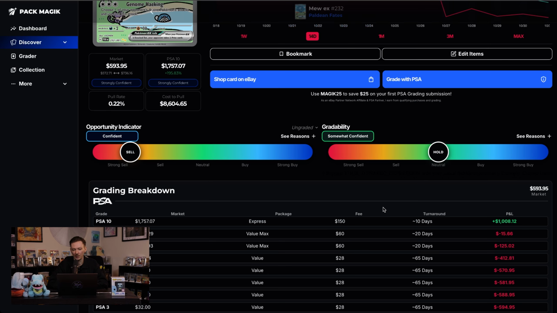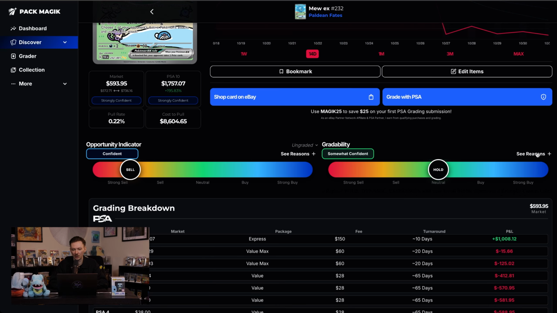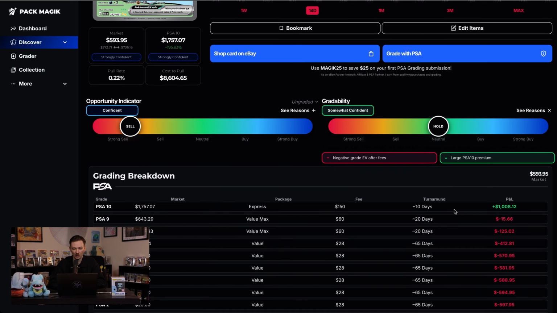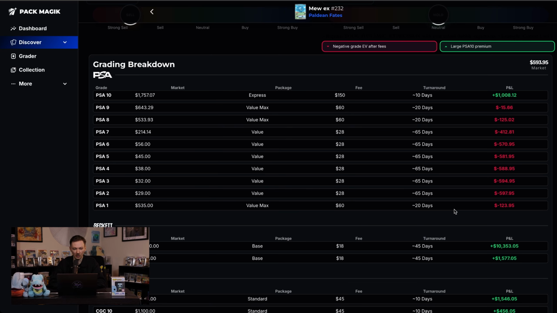In gradeability, this is how gradable is the card. So this basically says that you probably have a negative value after grading, unless you're very confident it's a 10. But in favor, there is a large PSA 10 premium. So if you go down here, you see the PSA breakdown. You can see that if I do grade it and get a 9, I'll end up losing money on it. It must be a 10. If it's a 10, I gain a good quantity of money. If it's a 9, I don't.